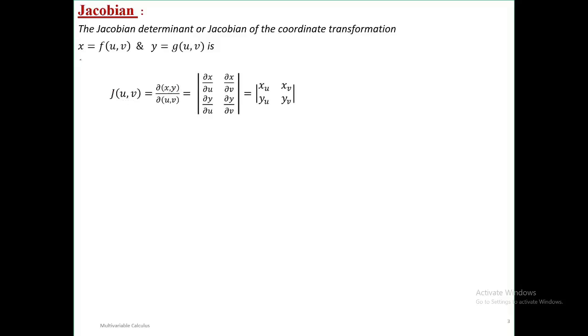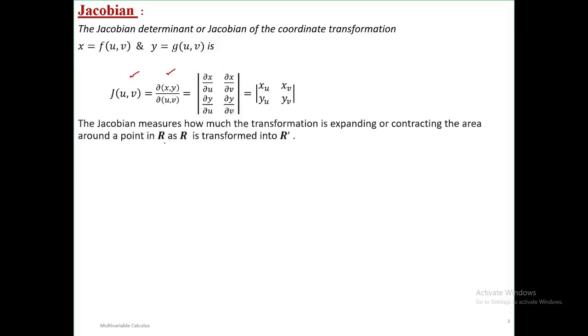Since x is a function of u and v, dou x by dou u makes sense, and dou x by dou v makes sense. Similarly, y is a function of u and v, therefore dou y by dou u and dou y by dou v. So it is defined as dou of x comma y divided by dou of u comma v. These are representations, and this is the definition: the determinant, not modulus, of the 2 by 2 matrix. Here x suffix u means dou x by dou u, and x suffix v means dou x by dou v, similarly for y. This is the Jacobian definition. The Jacobian is nothing but a determinant.